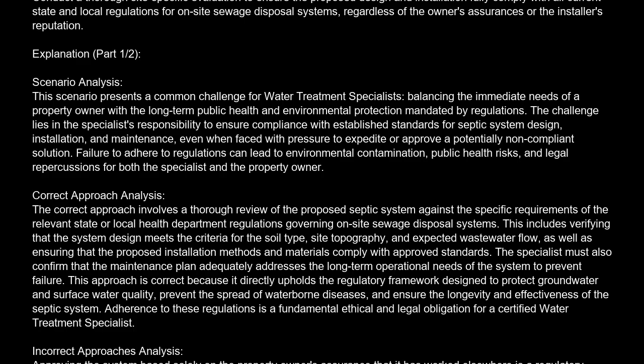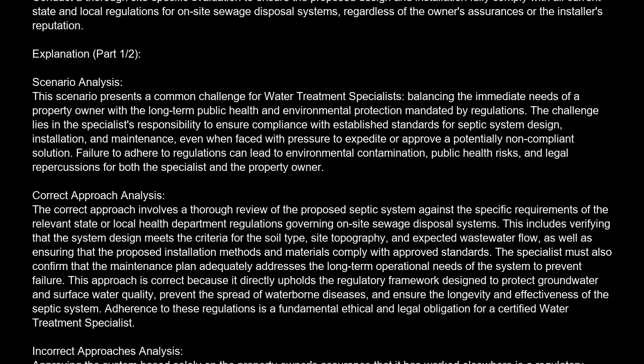Correct approach analysis. The correct approach involves a thorough review of the proposed septic system against the specific requirements of the relevant state or local health department regulations governing on-site sewage disposal systems. This includes verifying that the system design meets the criteria for the soil type, site topography, and expected wastewater flow, as well as ensuring that the proposed installation methods and materials comply with approved standards.